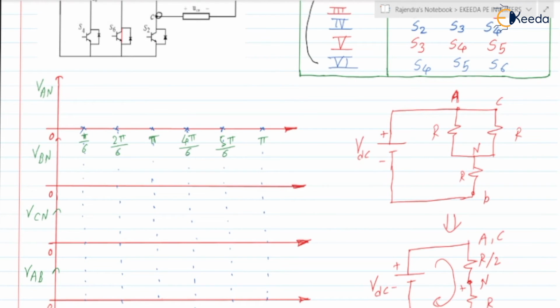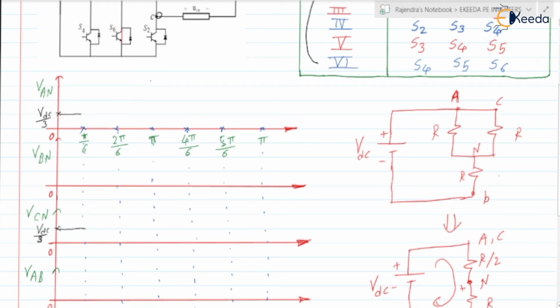Suppose this step is VDC by 3. Similarly, VCN is also VDC by 3. So this is also VDC by 3 that we are having, for example. We can write it as VDC by 3.